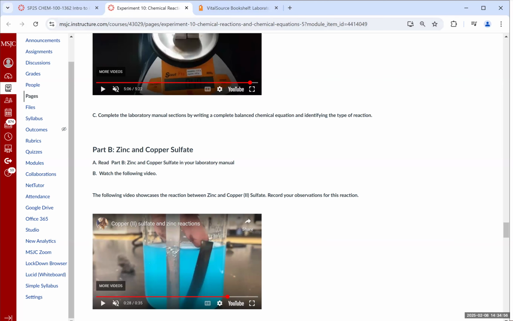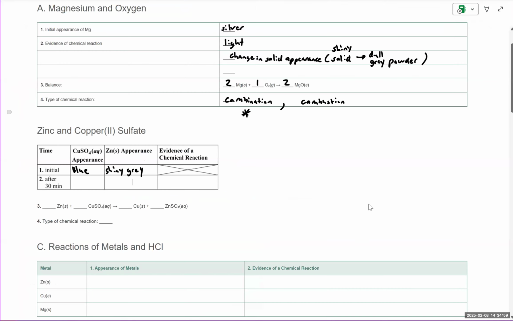So, commentary aside, after 30 minutes the copper sulfate appearance is still blue. If you added a lot of zinc, you'd be able to slowly remove the copper ions and the solution would start to turn colorless, but that takes a lot of zinc. After 30 minutes, the zinc goes from a shiny gray solid to more of a black or brown solid.